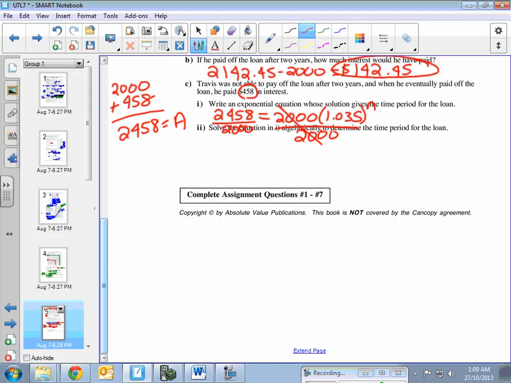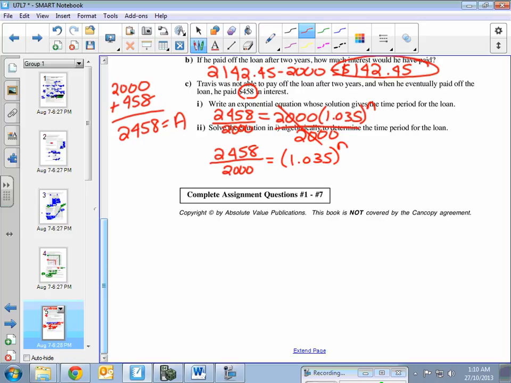Okay, so on the left-hand side, I have 2,458 divided by 2,000 is equal to 1.035 all to the exponent n. Okay, so to solve this, let's change this into a logarithmic function.